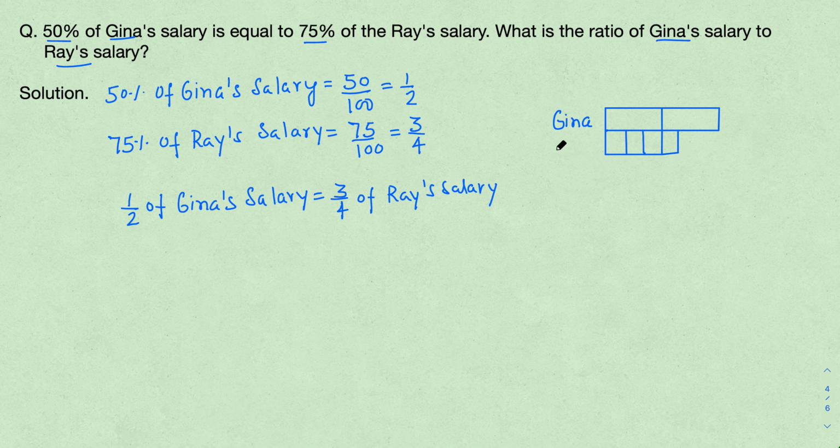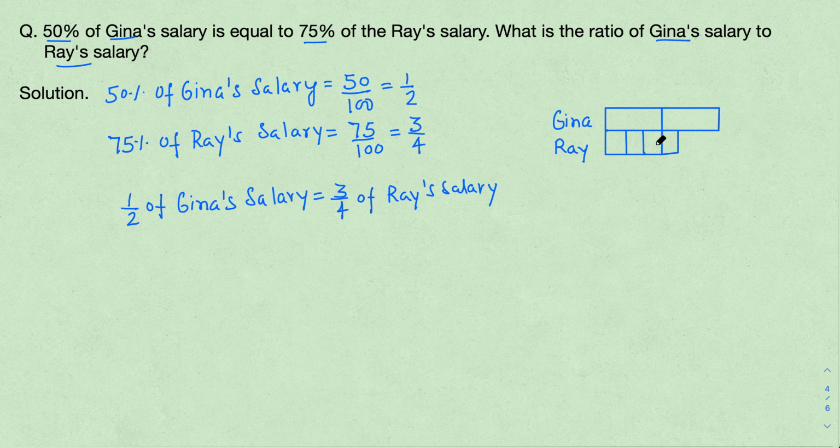Okay, so there are 4 equal units for Ray. So from here you can see clearly that 1 unit of Gina is equal to 3 units of Ray's. Obviously the 1 unit of Ray is not the same as 1 unit of Gina, because in 1 unit of Gina there are 3 units of Ray's, right? So in this way it's very difficult to compare, right?